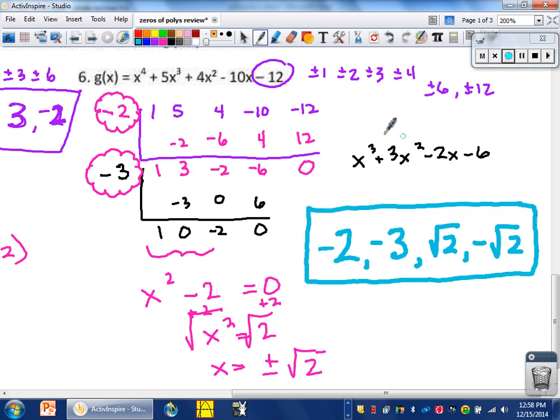So we do this because it was a 4th degree polynomial to start with. So use synthetic division to make our 4th degree into a 3rd degree. And then we use synthetic division to make our 3rd degree into a quadratic, or 2nd degree, so we can solve quadratics in lots and lots of ways.